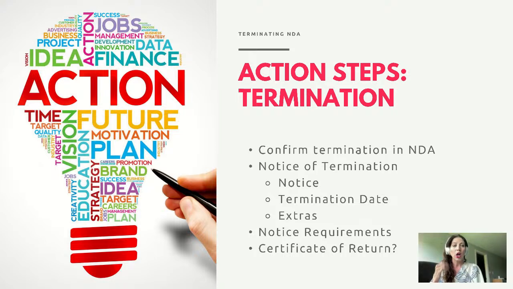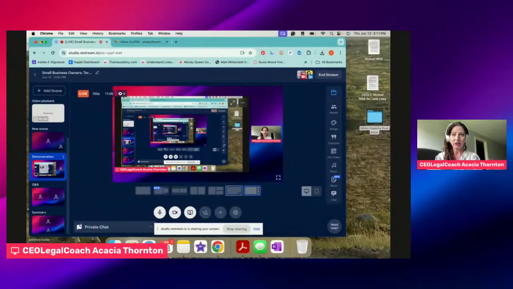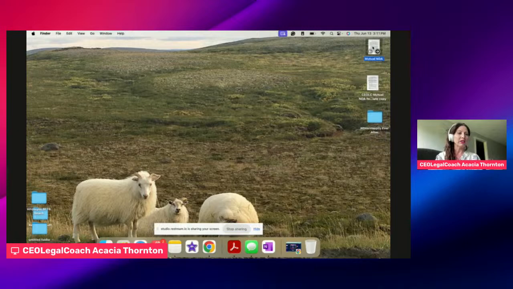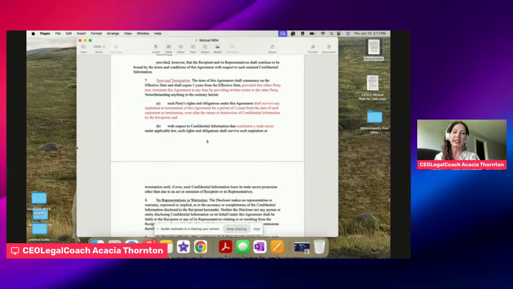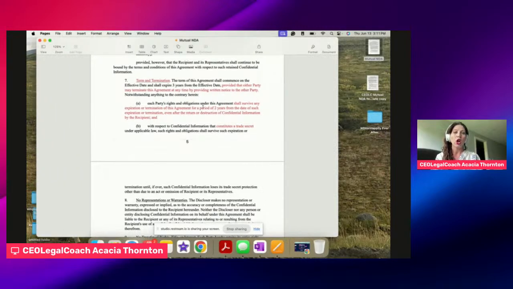So let's take a quick look at an example here. I'm going to share my screen with you, and you are all going to be like, what is she doing? But I'm doing it. So here's an example of a mutual NDA. When you are looking for whether or not your NDA says you can or cannot terminate, you're going to want to look for the term and termination section. It usually has this title, but the title might be just term. Or maybe you need to Control F and search for the word termination or terminate. It's almost always going to be one of those words, and it will tell you if you can or cannot terminate.